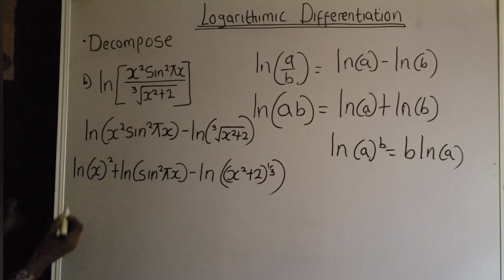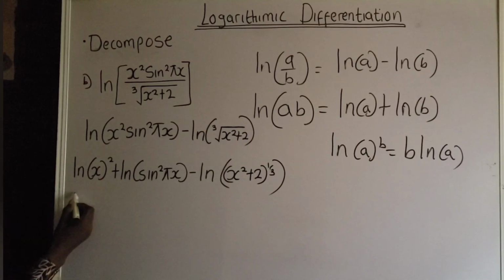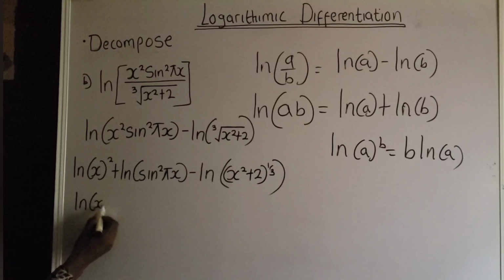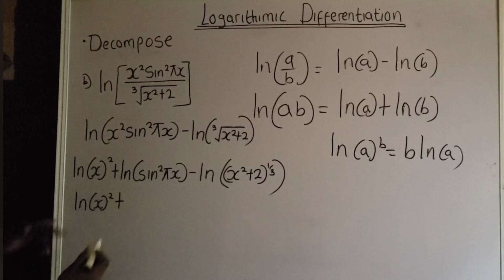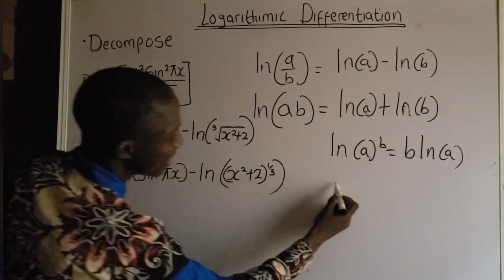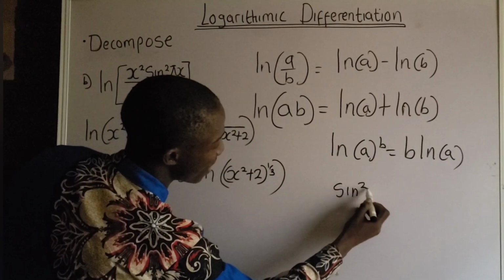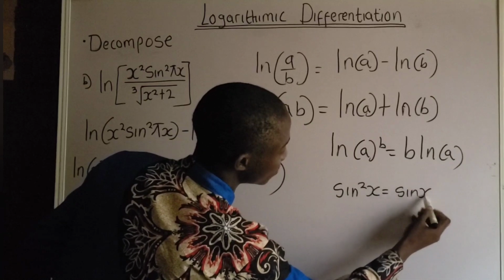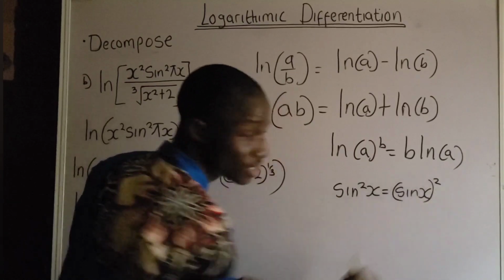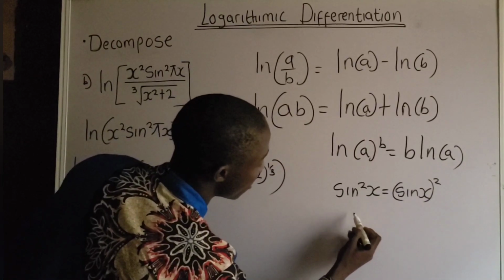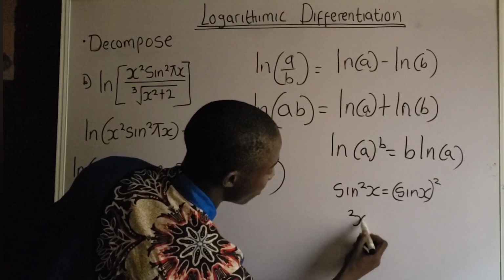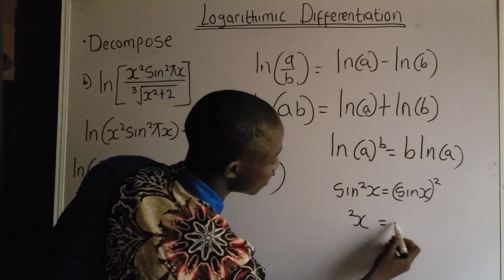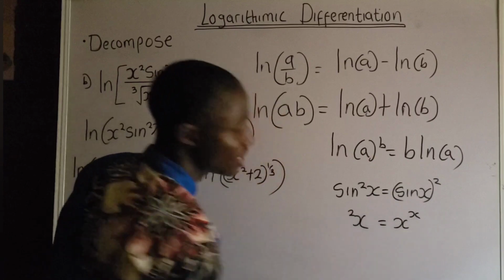Okay, now I want you to pay attention here. This can be written as ln x squared, I've not done anything, plus, if you have sine squared x, it is also the same thing as sine x raised to the power of 2. Please, do you understand? If you have 2 raised to the power of x, it is also the same thing as x raised to the power of x. You understand?